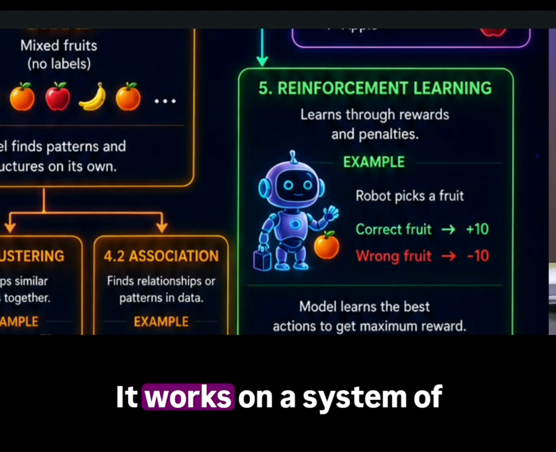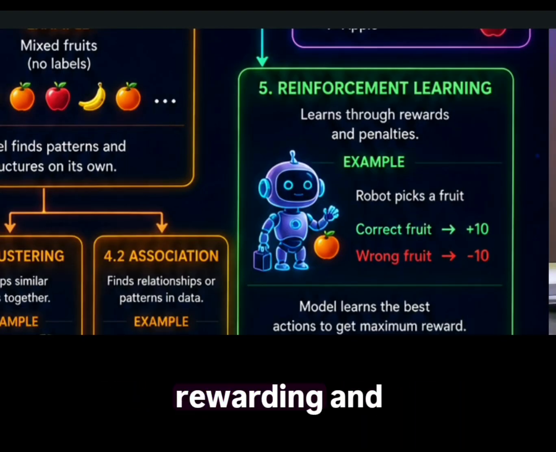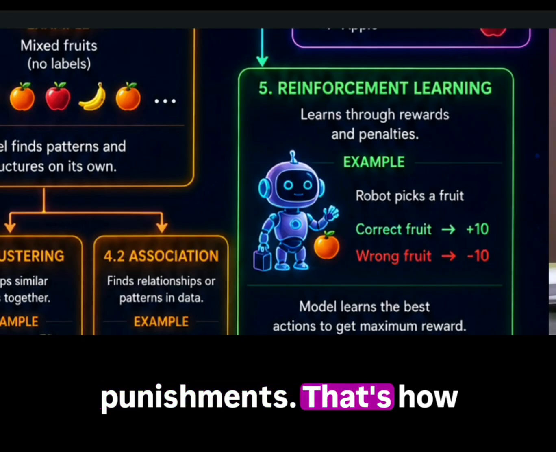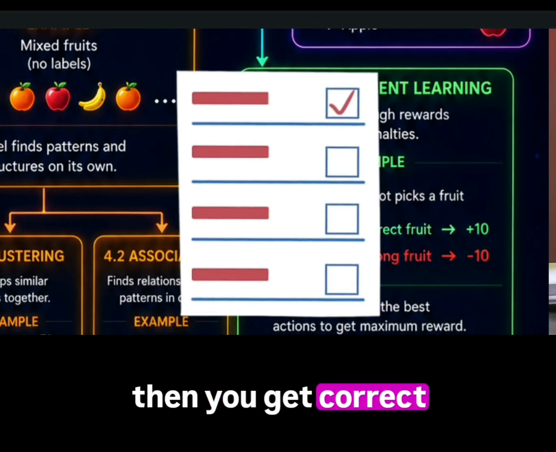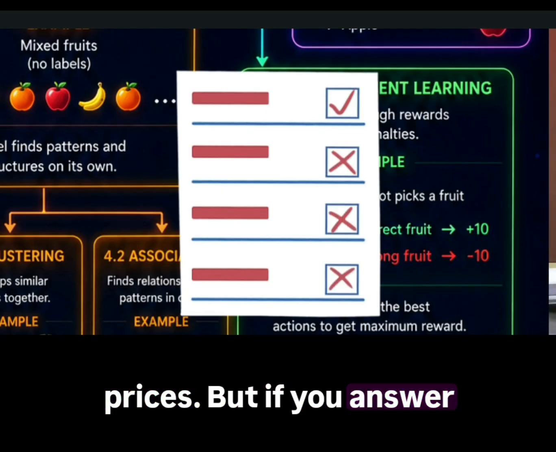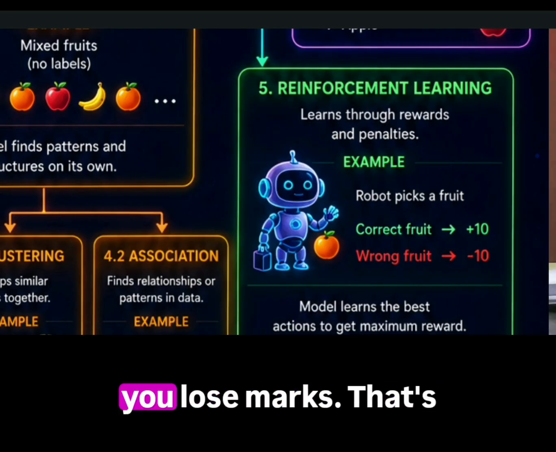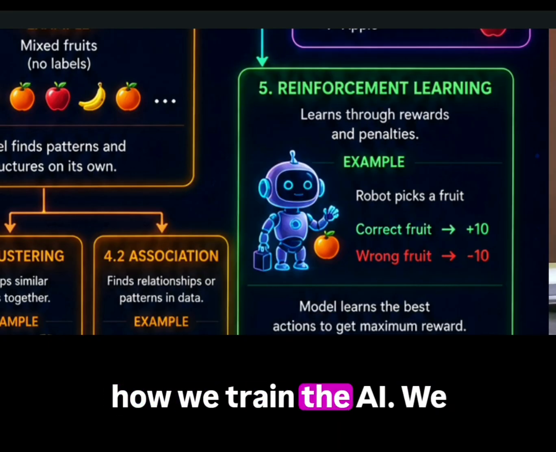It is simple. It works on a system of rewarding and punishments. That's how it works. It's like a quiz. You answer correct and then you get correct prizes. But if you answer wrong, you don't get prizes. Rather than that, you lose marks. That's how we train the AI.